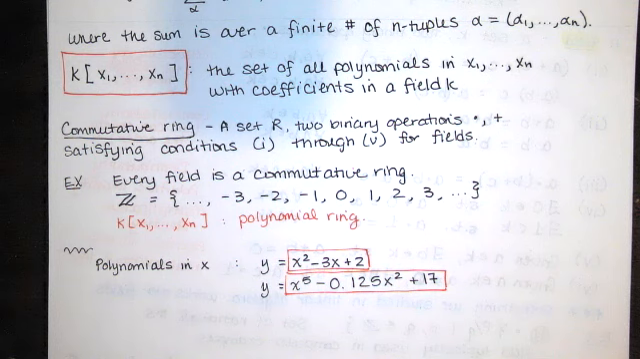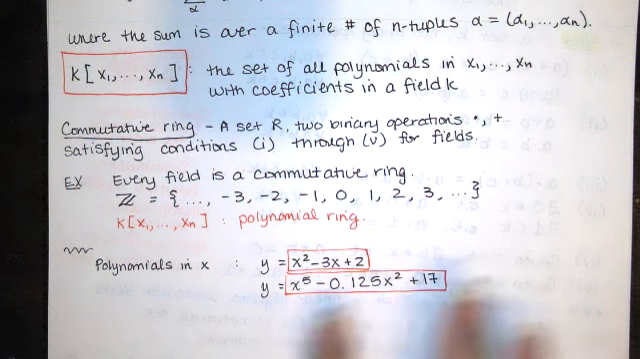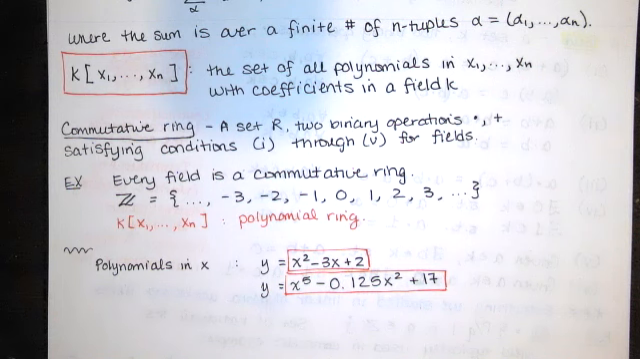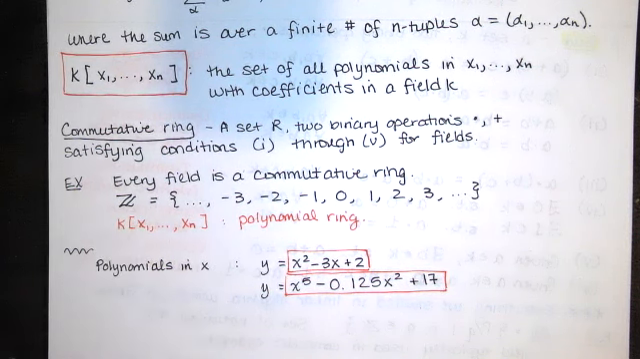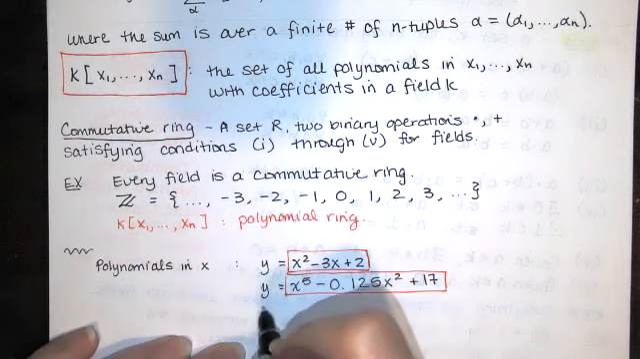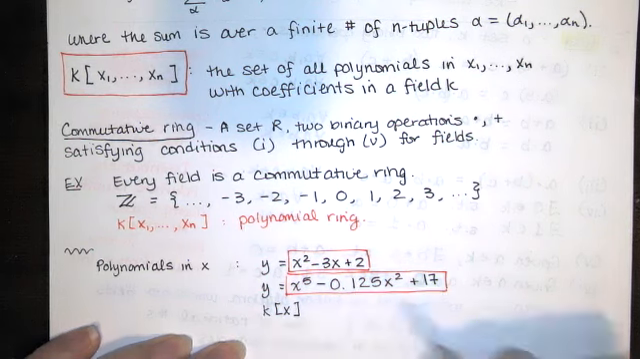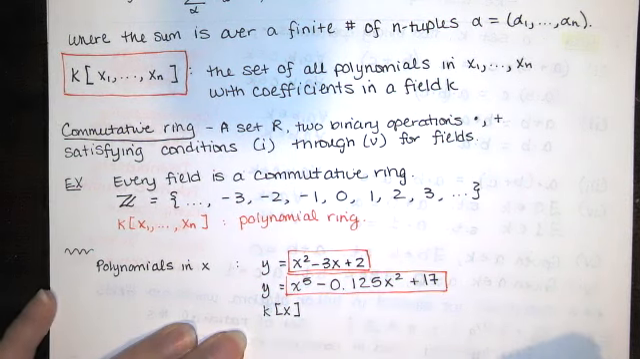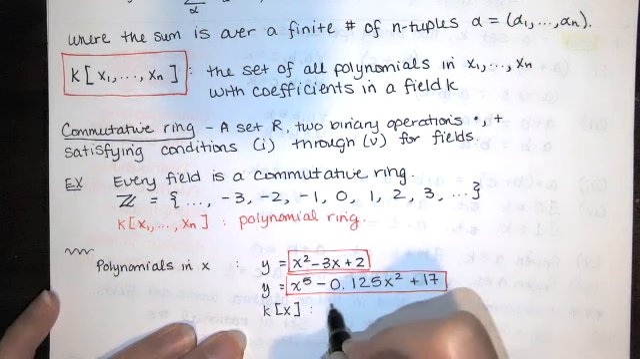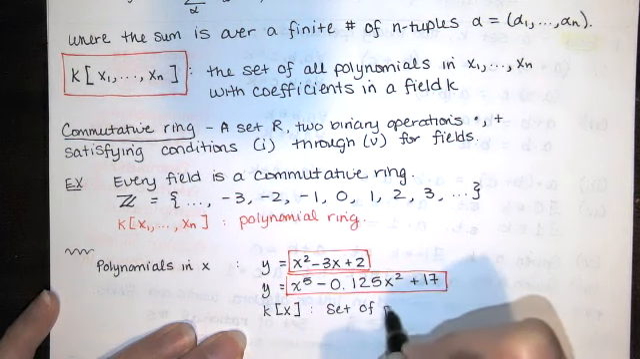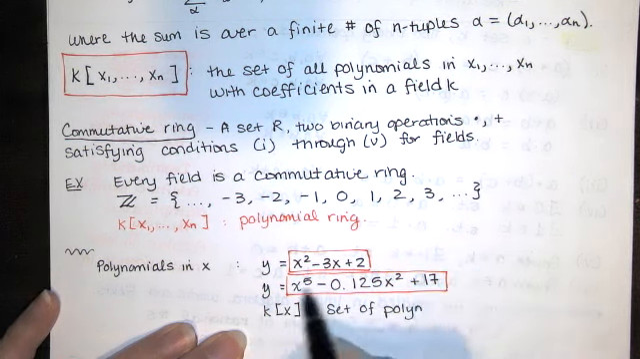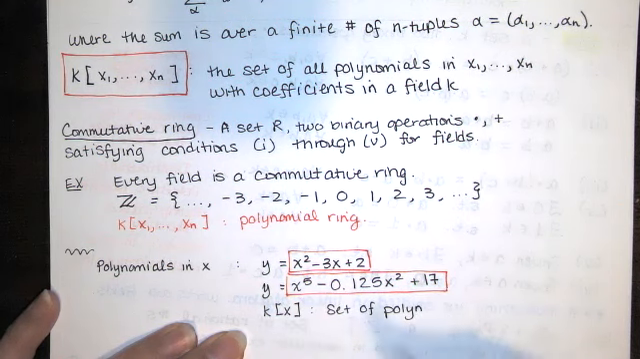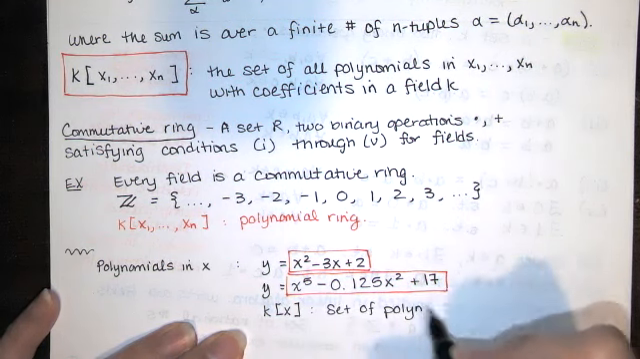Now, if we're talking about the set of all polynomials in x, you have to imagine all the possible powers of x multiplied by all the possible numbers k in some field. That set of polynomials in x with coefficients in k is denoted by k of x like this. So this is not just one of them or two of them, this is all of them. So you have to kind of imagine it in the abstract.